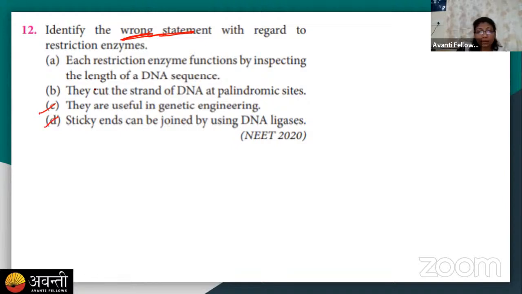Option B says they cut the strand of DNA at palindromic sites. Right. But option A says each restriction enzyme function by inspecting the length of DNA sequence. No, they are not inspecting the length of DNA sequence. They are just inspecting a particular sequence of the DNA, right? So only option A is giving an incorrect statement. So yes, option A is the correct answer for our question.